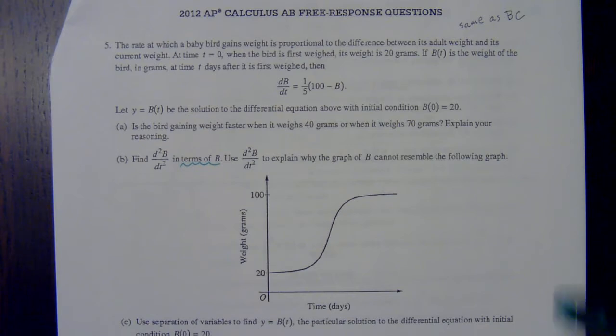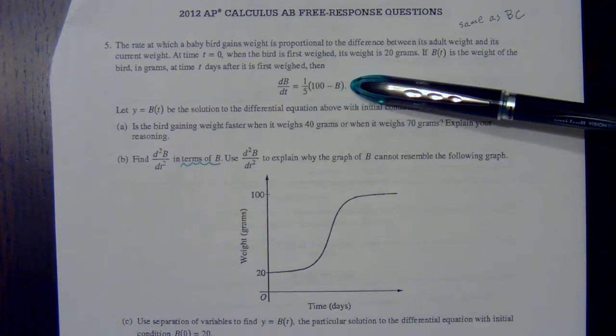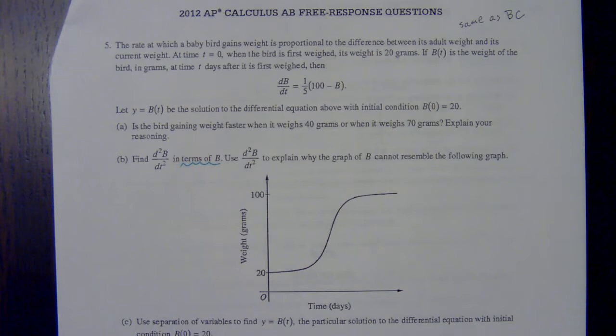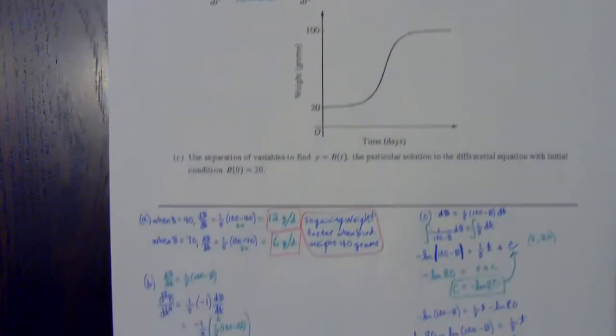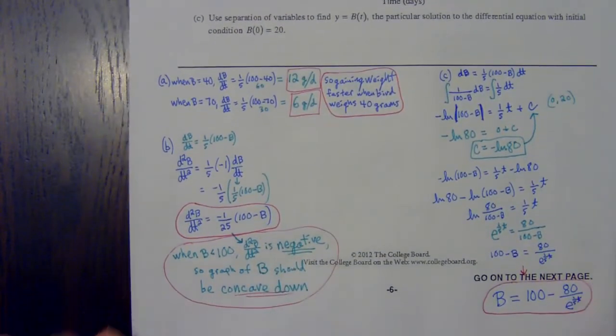But letter A says, is the bird gaining weight faster when it weighs 40 grams or when it weighs 70 grams? That notation, that's just your derivative. So that's going to be how fast that little baby bird is gaining weight. And so if you want to compare those, we're just going to take the 40 and the 70, and we're going to plug that into the first derivative right here.